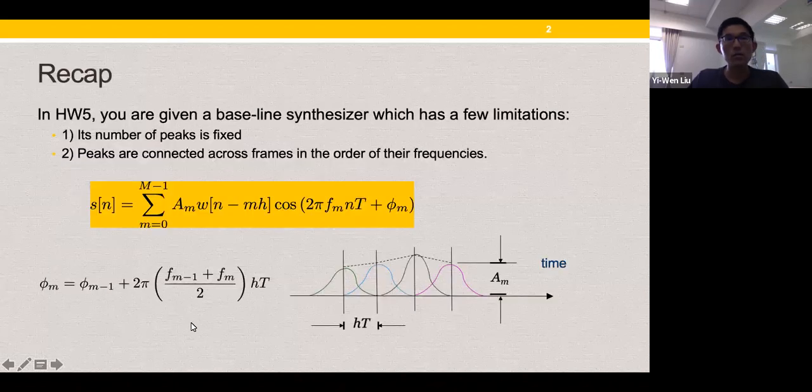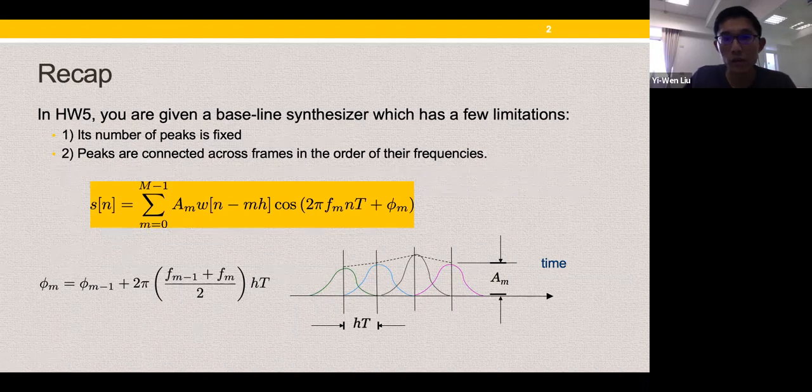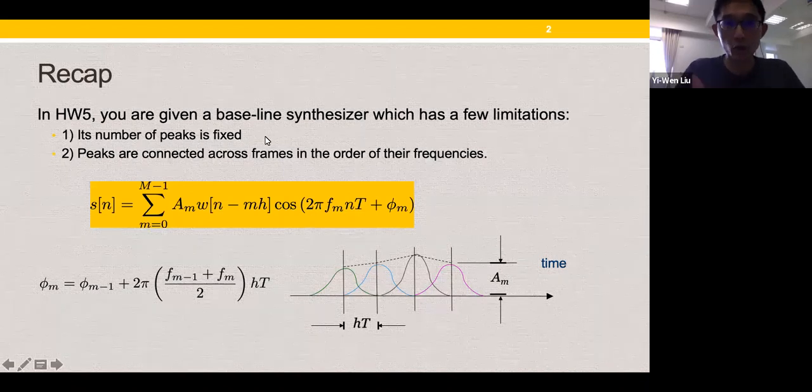Okay, so a bit of a recap. In the previous homework that you just turned in, you're given a baseline synthesizer. As some of you have discovered and discussed on Tuesday, it has a few limitations. For example, first, its number of peaks is fixed. At first, you're prompted to choose how many peaks you want to track, and that number is fixed throughout.